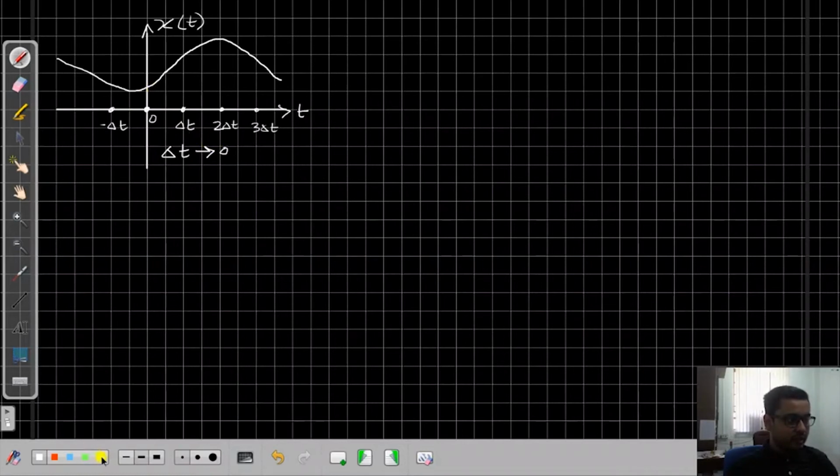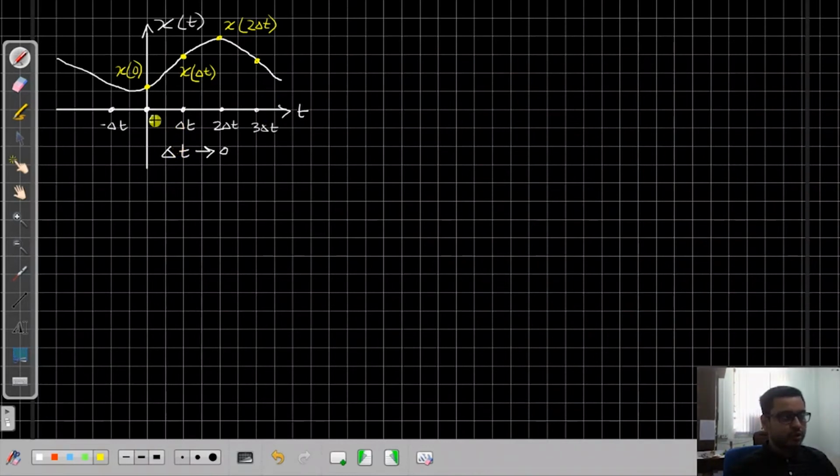Now the value of the signal x(t) at these points can be written as, say, x(0), at this point x(delta t), here x(2 delta t), and so on. So these are the heights of x(t) at these particular node points.